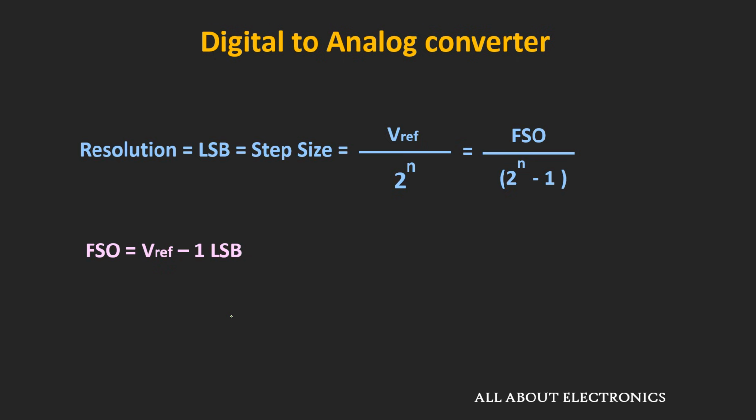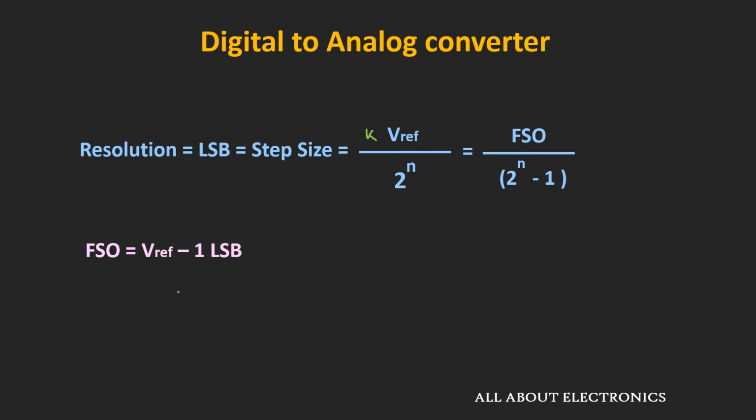And if there is any kind of internal gain, then this V reference will get multiplied by a factor of K. And we can also write this full scale output voltage as V reference minus 1 LSB. So I hope these terminologies regarding the DAC are clear to you.